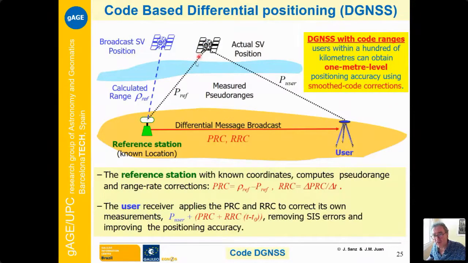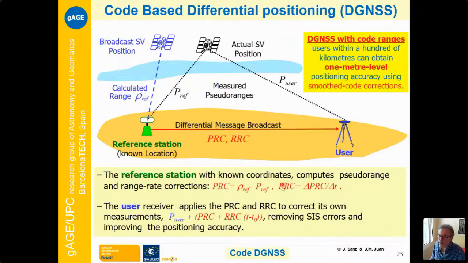We have information about atmospheric propagation errors and information about relativistic effects. And then the correction that we can compute for each satellite in view, the correction that the reference station computes for each satellite in view, is what we call the reference pseudo-range correction, PRC. And this is just the geometric range, the Euclidean distance from satellite to receiver, minus the pseudo-range. And this is the correction.